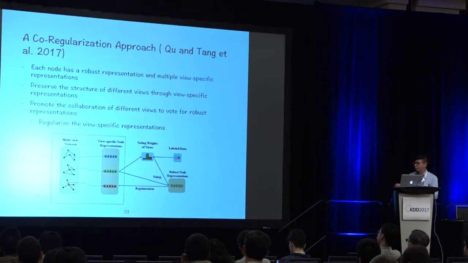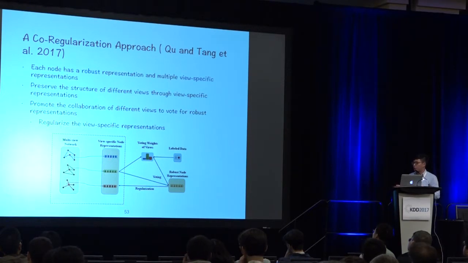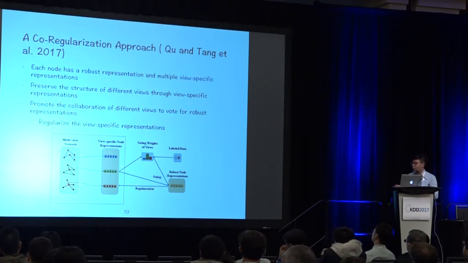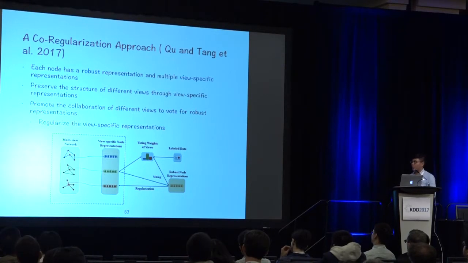That means every view has a weight, okay? And also, the robust node representation can serve as a regularizer to regularize the view-specific node representations. In other words, we don't want the view-specific node representations to stay too far away from the robust node representation. So this is the essential idea of the co-regularization approach.